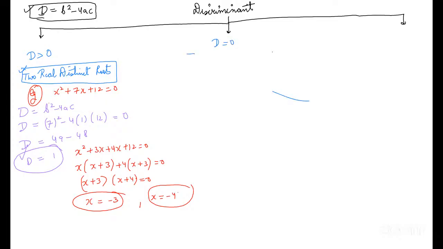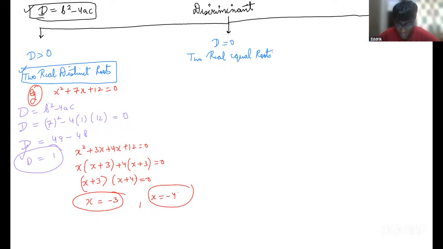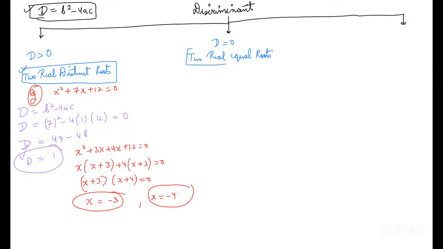If D is equal to 0, then it will have two real equal roots. Or you can say one real root. No, it will be two, but they are both equal. If there were only one root, it wouldn't be a quadratic equation; it would be a linear equation, no?